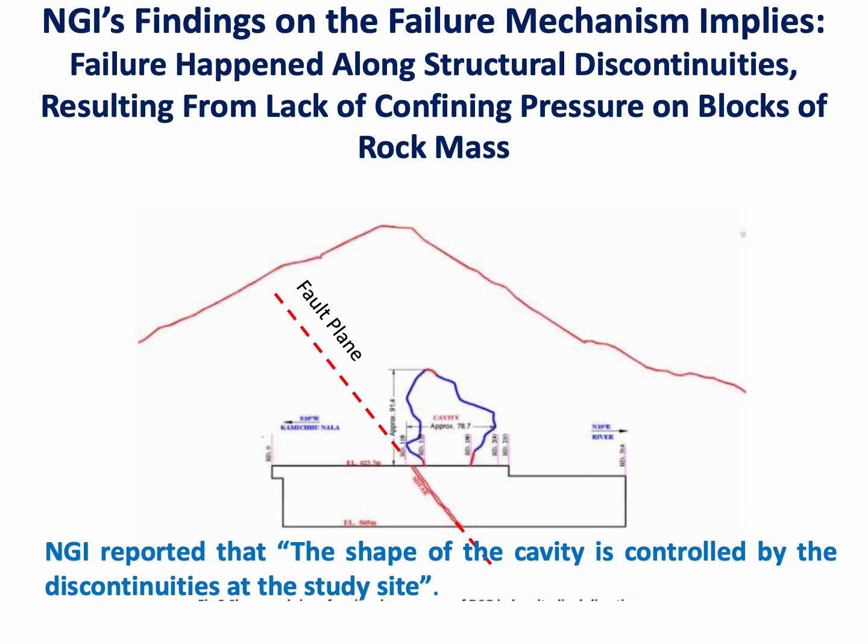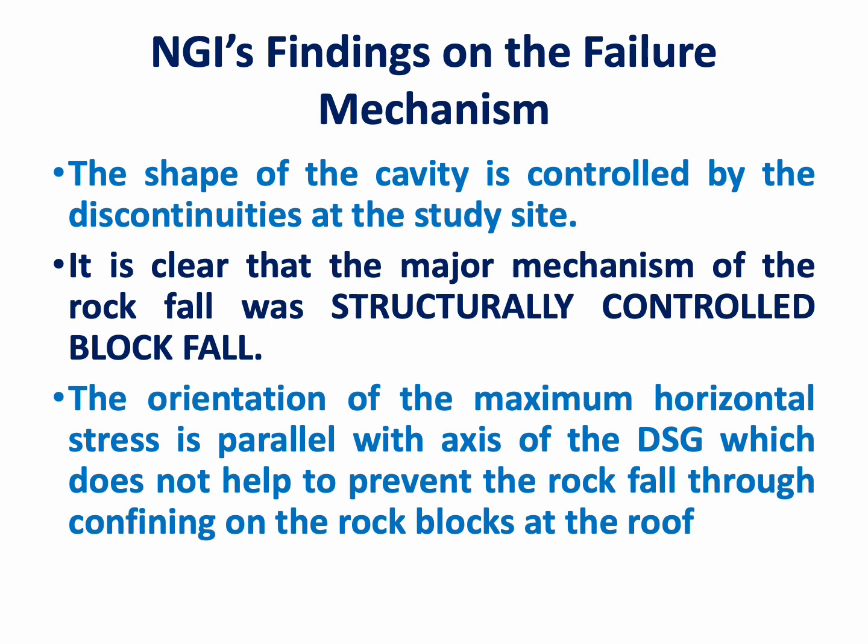NGI reported that the shape of the cavity is controlled by the discontinuities at the study site. So the shape of the cavity is controlled by the discontinuities at the site. These are NGI's findings on the mechanism. It is clear that the major mechanism of the rockfall was structurally controlled block fall. Structurally controlled block fall is to be noticed.